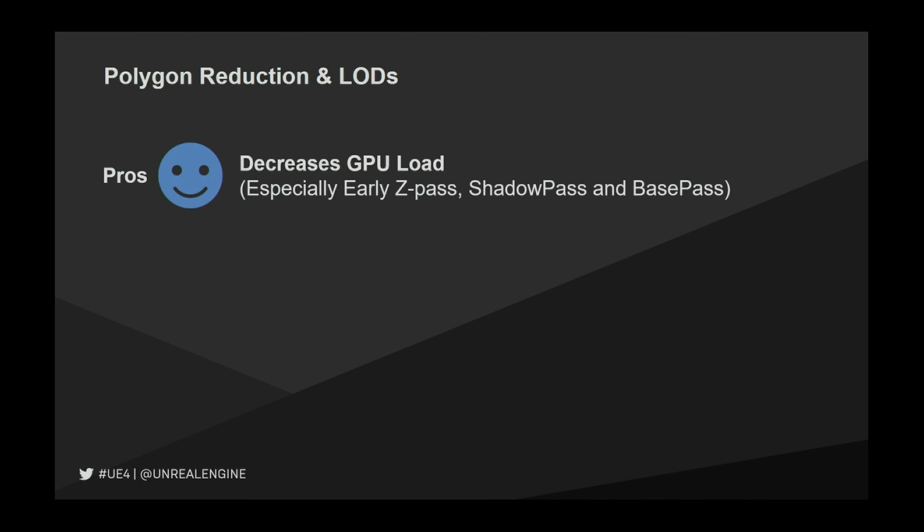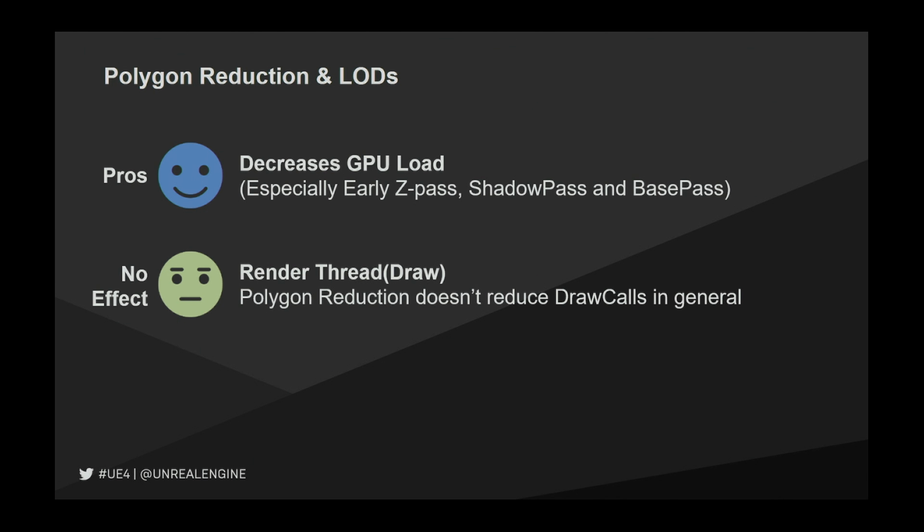So we want to reduce polygons by using LODs because it can decrease the load on the GPU, specifically in the early Z pass, the shadow pass, and base pass. You're drawing fewer vertices and polygons in each of these phases. What polygon reduction can't do is help with the render thread. Generally, you're not decreasing draw calls.